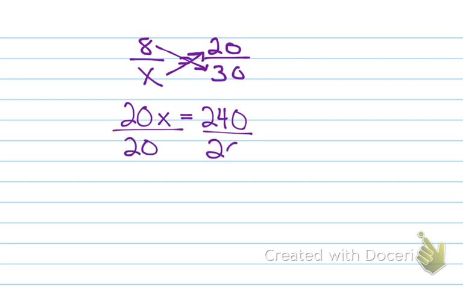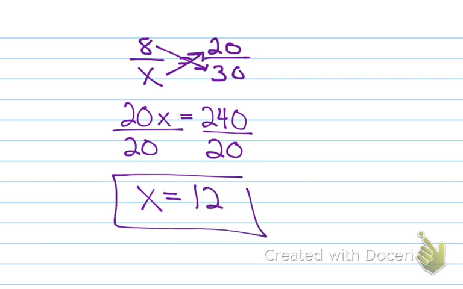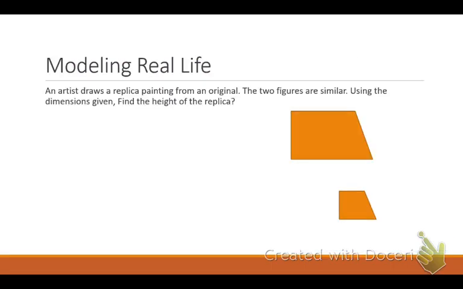What am I going to do to both sides now to solve for x? Divide by 20. And what's 240 divided by 20? 12. X equals 12. Okay? All right, so we can solve a proportion using cross products. We need this knowledge in order to solve the next problem.